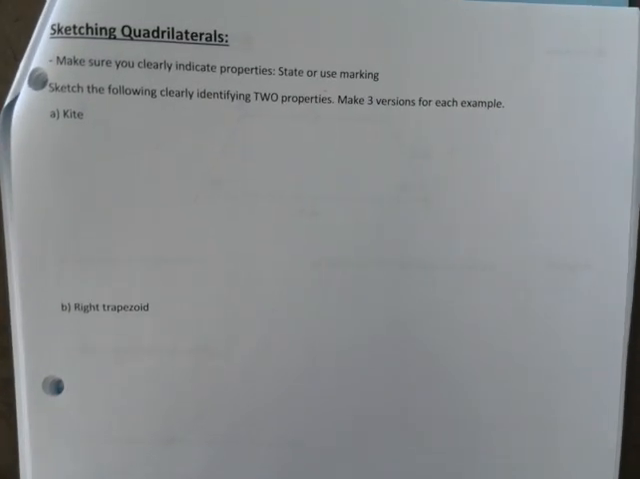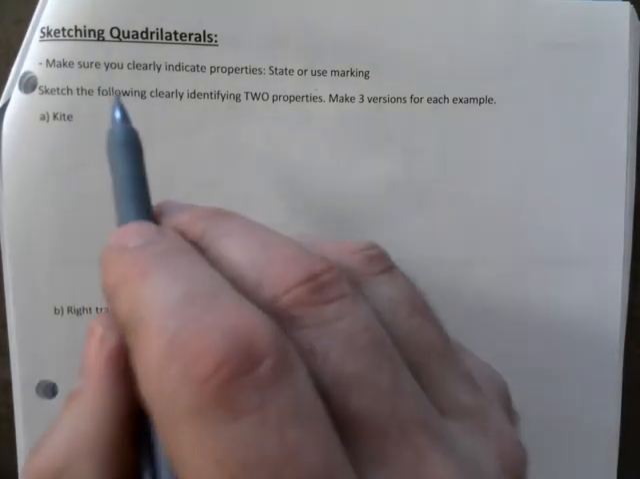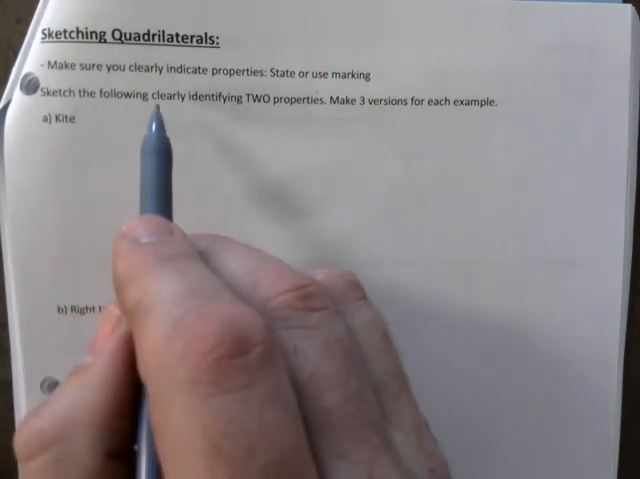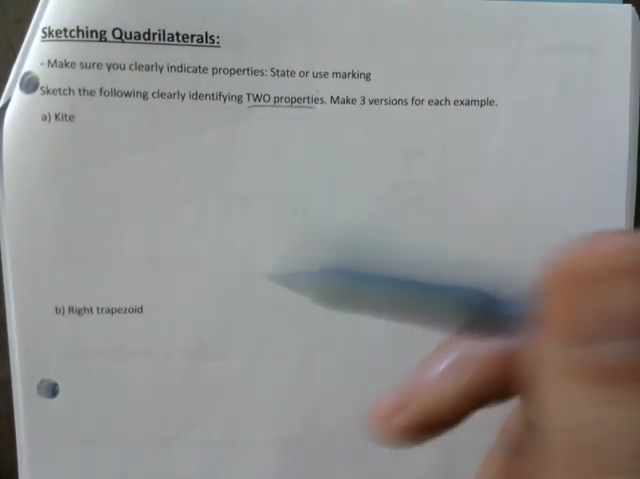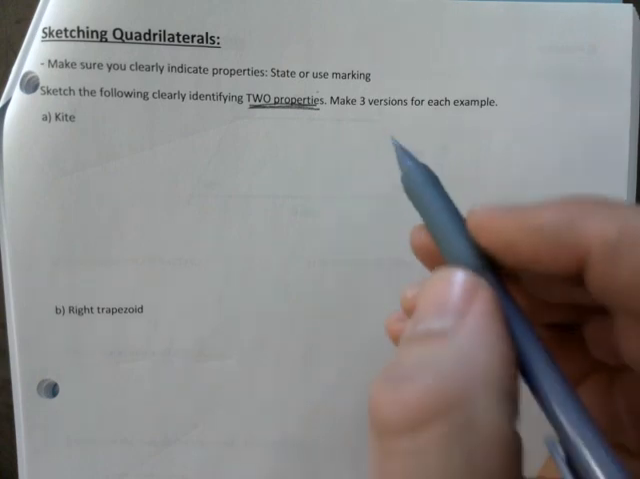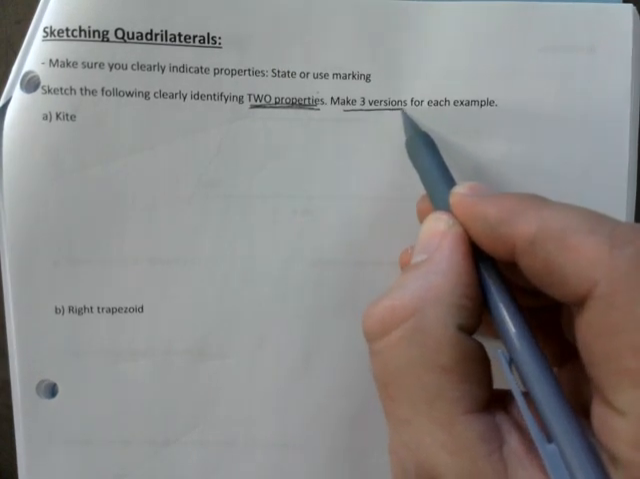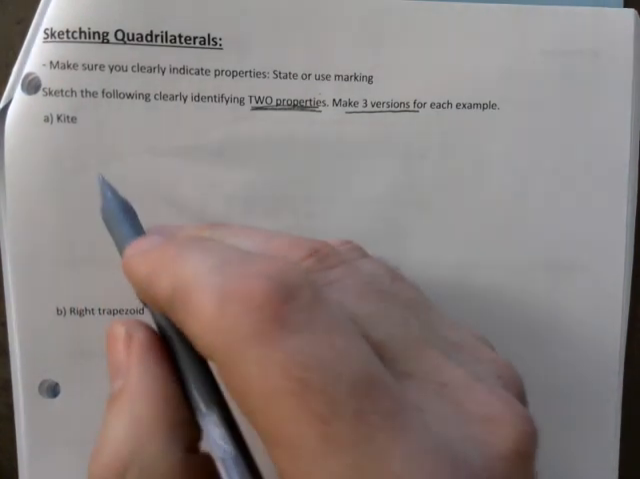So we're going to take it a little easier today. Just getting you started with this. So watch carefully how I do this. It's an easy 2 marks if you know what you're doing. Sketch the following, clearly identifying 2 properties. You need to identify 2 properties. You can use markings, right? Watch what I'm doing though. Make 3 versions of each example. Why so many? Because I want you to start thinking about all the different ways of sketching it.